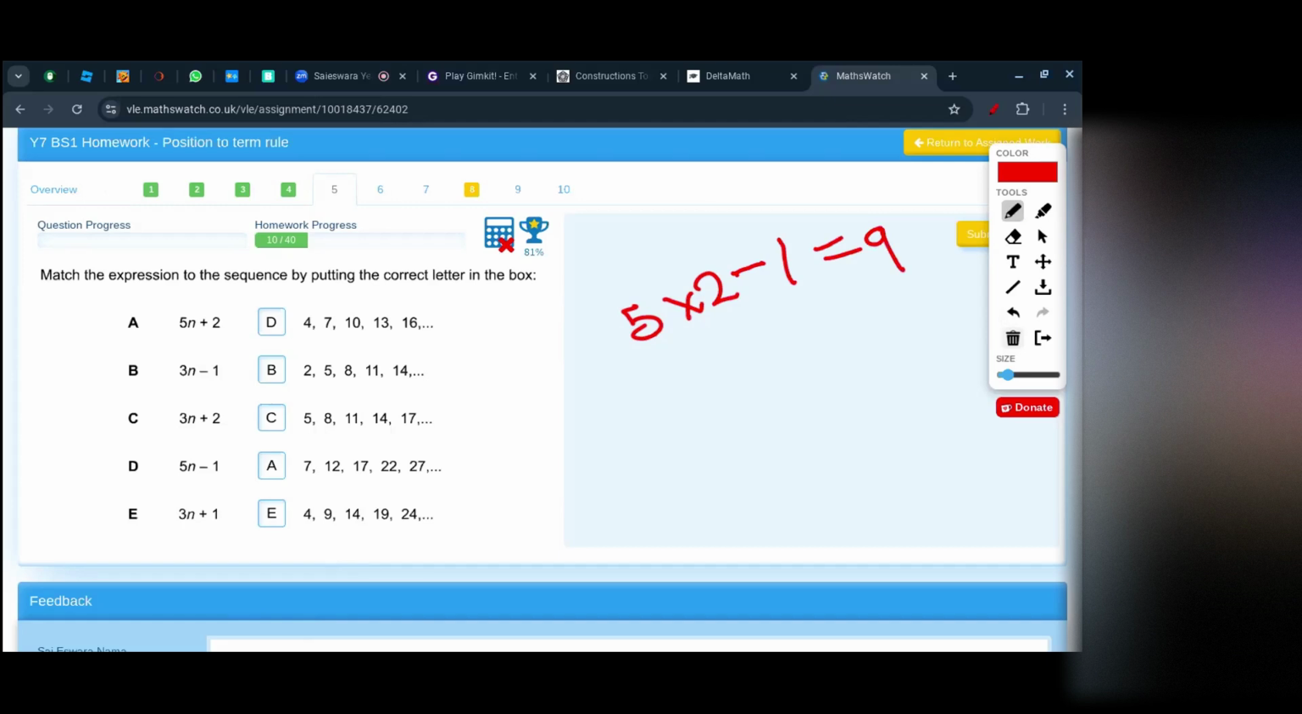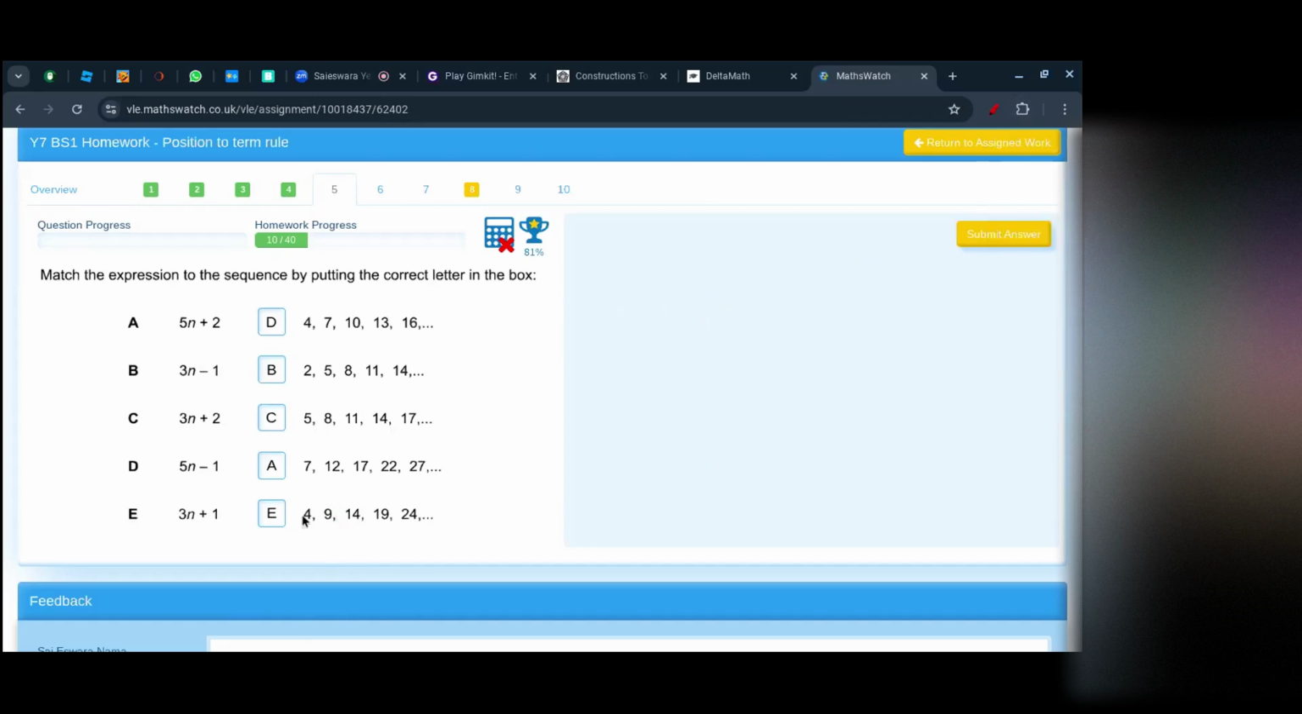What was the first term that we got from 5n minus 1? 4. Now see, 4, 9 is the sequence for 5n minus 1. After 4, there should be 9. That is representing D. That's this one. So what is the answer for D? That one. Yeah. So that's how, if the first term is same, we check the second term.